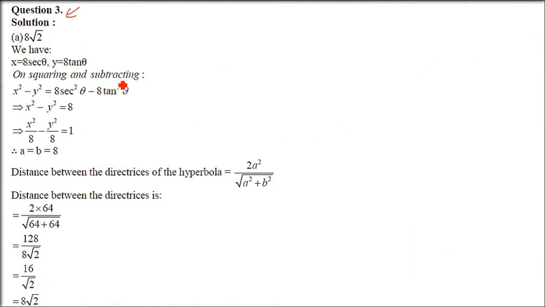Now this is question number 3. The distance between the directrices of the hyperbola x equals 8 sec theta and y equals 8 tan theta. This question is the 8th question of VSAQ, exactly the same, similar question, and we have already done it there, but let me give you just a hint. You have to square both equations and subtract.